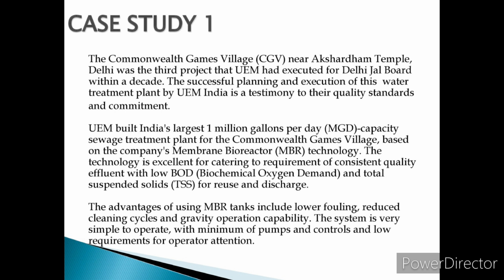The technology is excellent for catering to the requirement of consistent quality effluent with low BOD and total suspended solids for reuse and discharge. The advantages of using MBR tanks include lower fouling, reduced cleaning cycles, and gravity operation capability. And this procedure is very simple to operate.